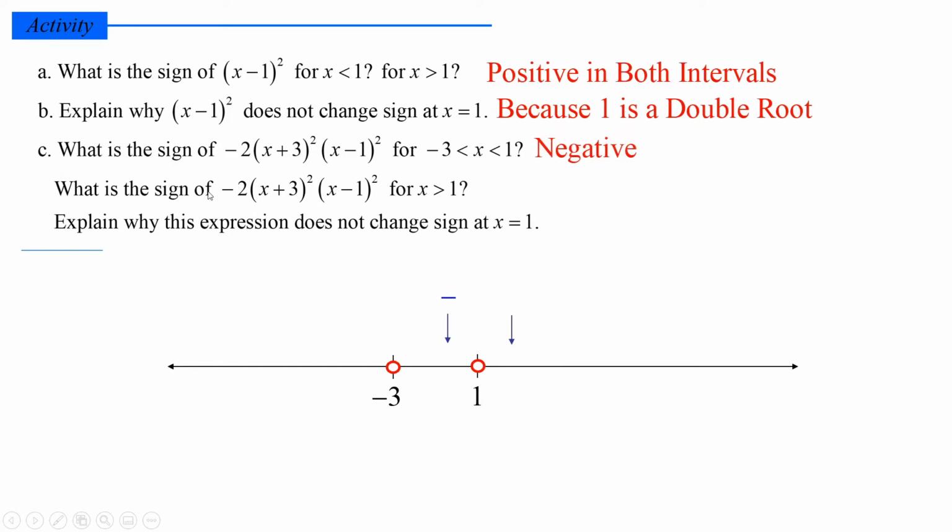Now, what is the sign of -2 times x plus 3 squared times x minus 1 squared for x greater than 1? This is the same cubic, so I'm talking about this interval right here, x greater than 1.